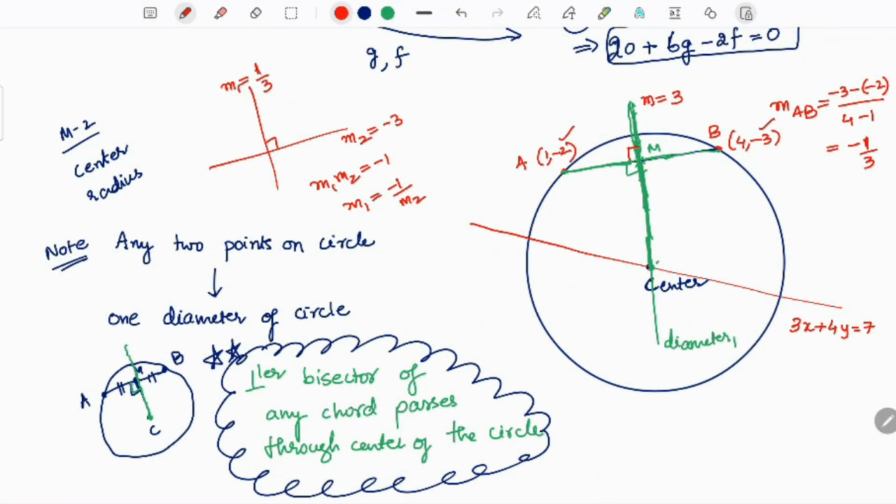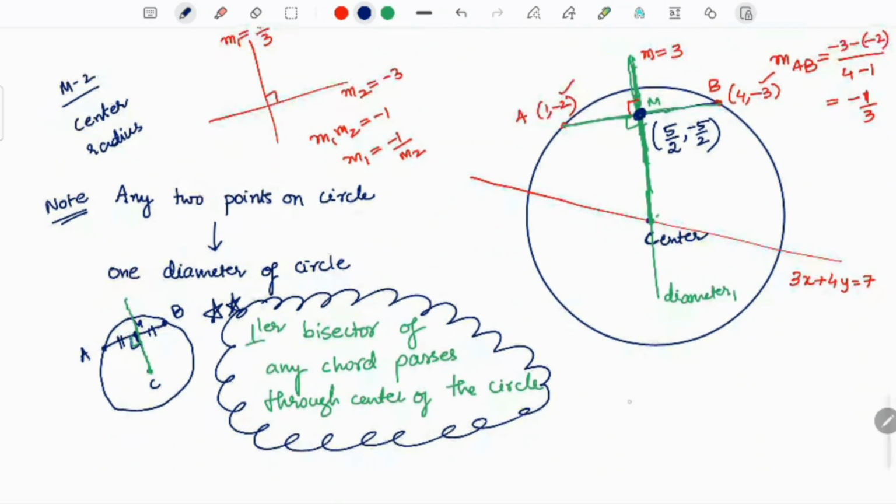And what is the midpoint of A and B? Let's find the midpoint of A and B. Midpoint formula: x1 plus x2 by 2, 4 plus 1 by 2, that is 5 by 2. y1 plus y2 by 2, minus 2 plus minus 3 by 2, that is minus 5 by 2. So what is the equation of the perpendicular bisector of AB?